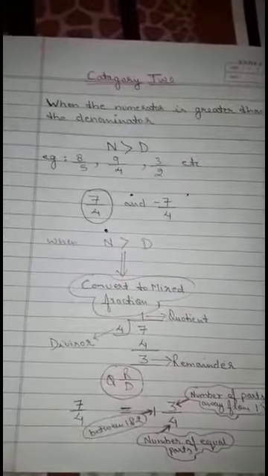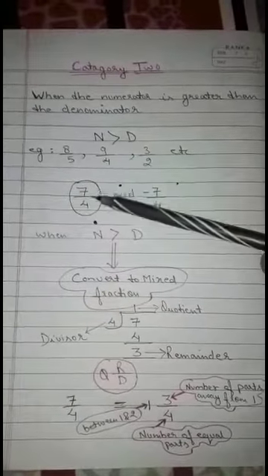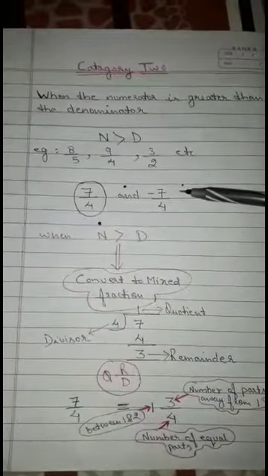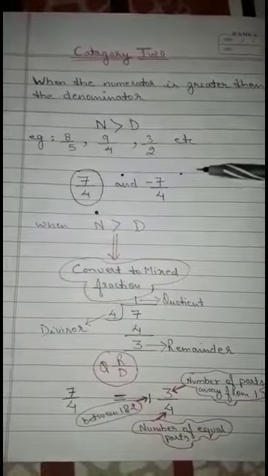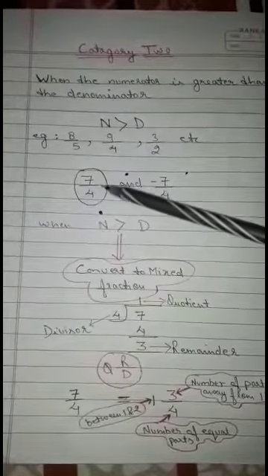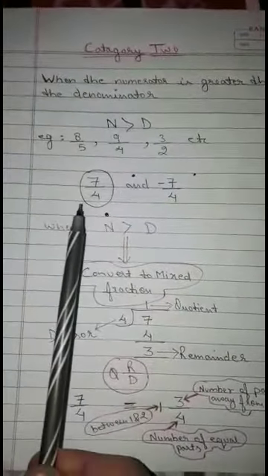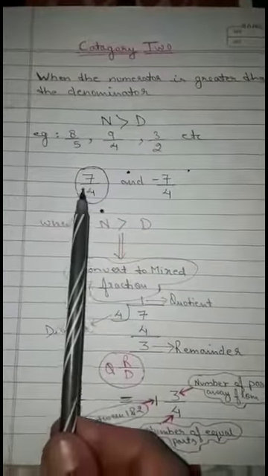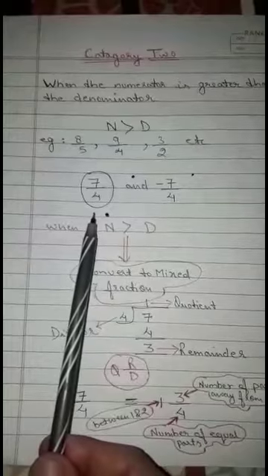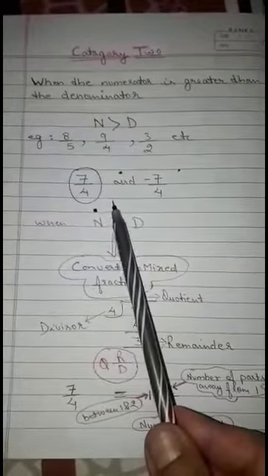You can see clearly over here that the numerator 7 is greater than the denominator 4. Here also the same thing. Let's start with 7 upon 4 first. Now before plotting these types of numbers wherein the numerator is greater and the denominator is smaller, the first thing that we need to do is to convert this into a mixed fraction. You might have studied it in your previous class, however I'll tell you about it again.